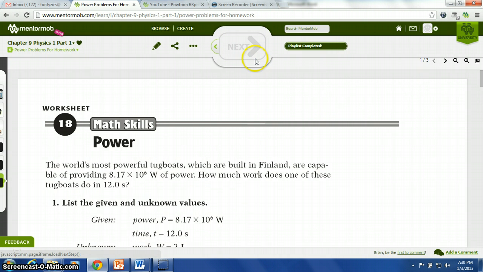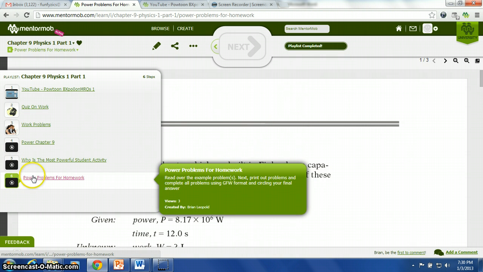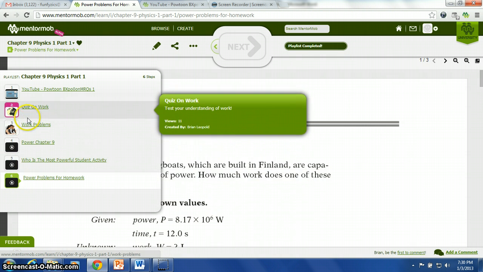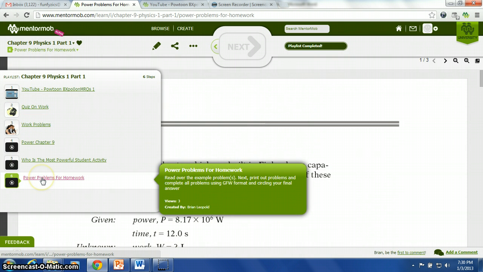Next, here are some more problems for power. Okay? And if you look over here, it'll tell you these are the little steps. So you can go back to any step you want, okay, by clicking on this. Power problems. It says read over the example problems. Next, print out problems and complete all problems using given formula work format and circling your final answer.